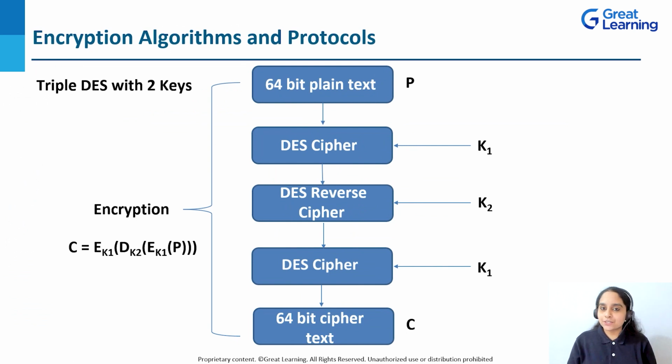So let's discuss how encryption is done in Triple DES with two keys. Initially we consider a 64-bit plain text. P represents plain text. This 64-bit plain text passes through an encryption algorithm. DES cipher represents the encryption algorithm. Cipher means algorithm. At this stage, we use the key K1. After the plain text is passed through the encryption algorithm, we get a cipher text. This cipher text again passes through a decryption algorithm. DES reverse cipher is the decryption algorithm, which is the opposite of the encryption algorithm. At this stage, we use the key K2. So when the cipher text is passed through the decryption algorithm, we again get back the plain text. This plain text is again passed through an encryption algorithm. At this stage we use the same key K1 that was used initially.